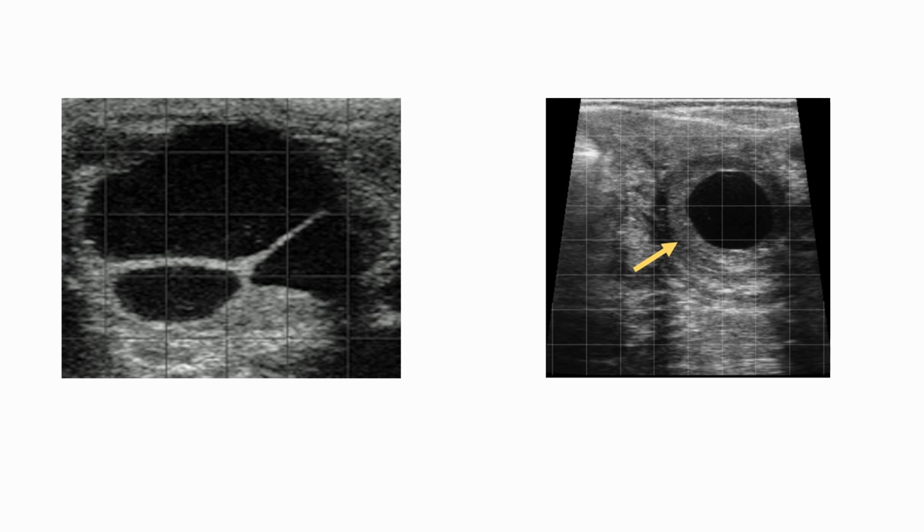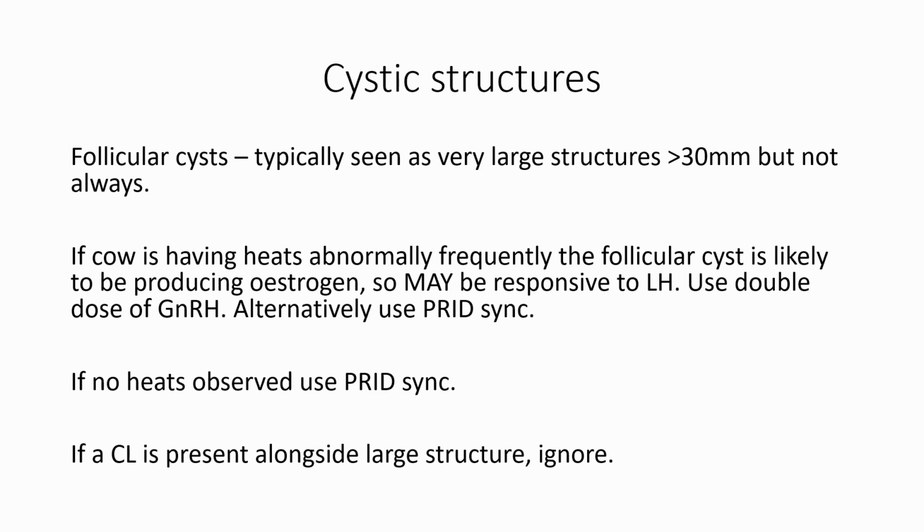So follicular cysts, if they are causing frequent bulling signs, it means that they are producing estrogen. So there is a chance that the follicle that has stayed there too long actually has LH receptors, but for whatever reason, the cow wasn't able to produce enough LH to get it to ovulate. So you can either give a double dose of GnRH in the hopes that the LH surge will cause that cystic structure to ovulate, or you could put a progesterone-based sync in, because the progesterone will prime the follicle with LH receptors, and then when you pull that progesterone-based product out, you will get the LH surge that will cause the ovulation.